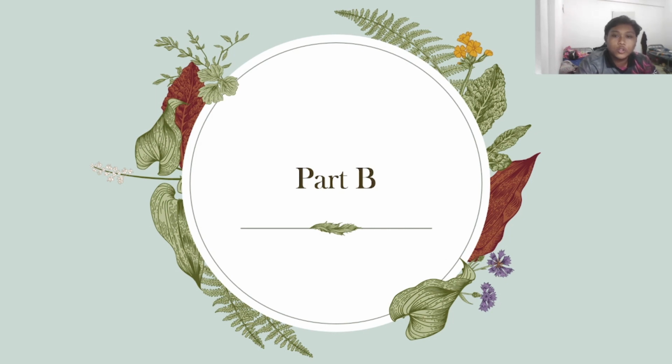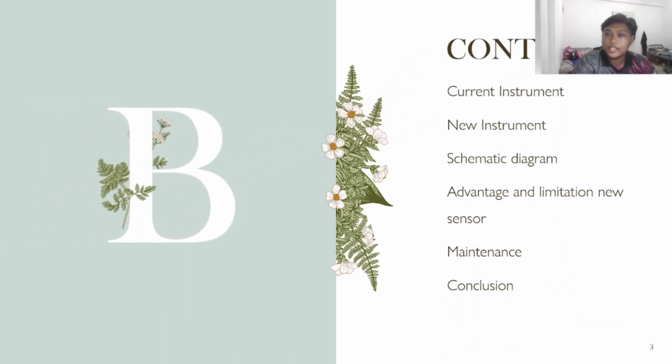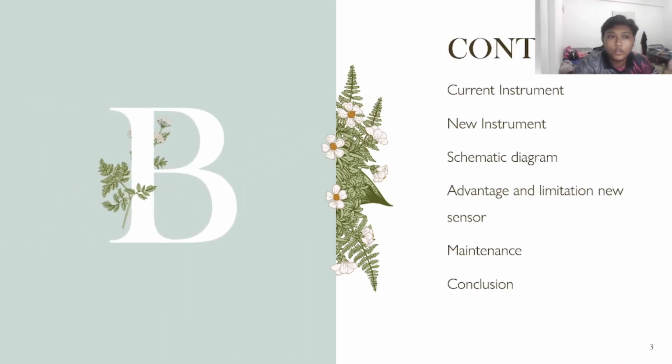Okay, first thing first, we go to the content. What we have for this project is, first, the current instrument, and we use it for the PLC conveyor sorter. Second, the new instrument, or new sensor. In our team we use the laser measurement sensor 3Z4L, and the schematic diagram. Advantage and limitation of the new sensor, maintenance planning for this conveyor sorter, and the conclusion.